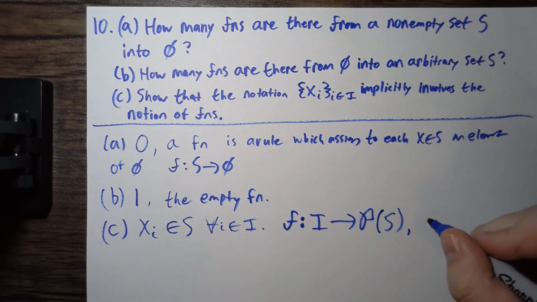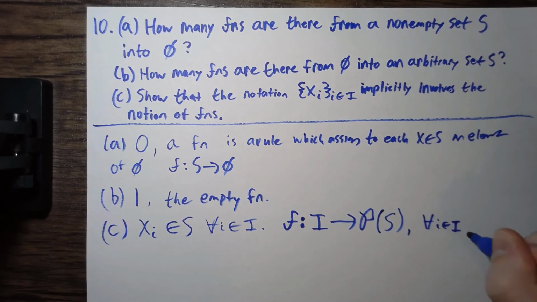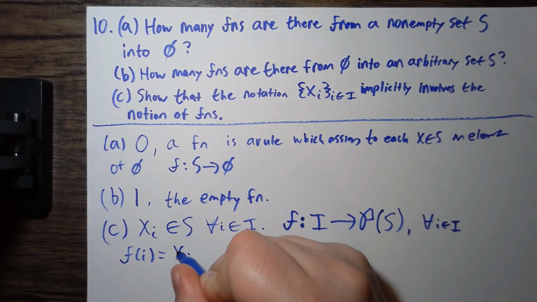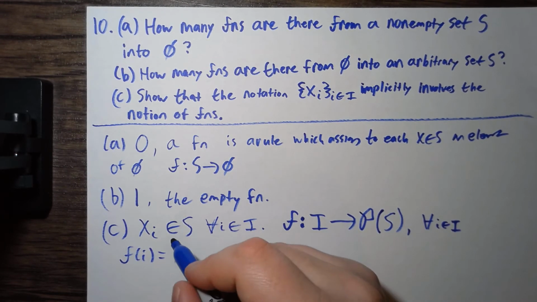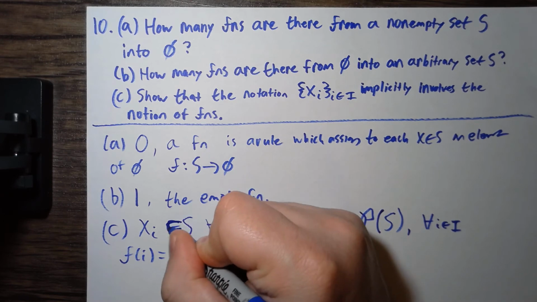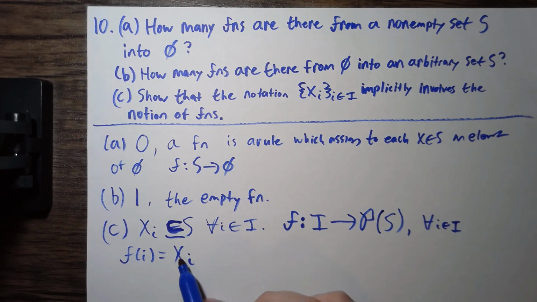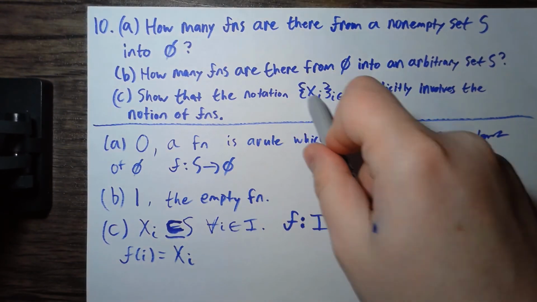And the idea is for every little i in I, we have that f of i is equal to x sub i. Because x sub i, this should be subset, not elements of. Every x sub i is a subset of S, therefore it's an element of the power set of S. And so that's the implicit notion of function that is involved in this notation.